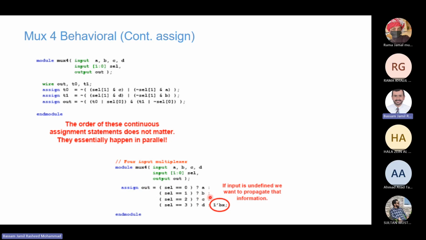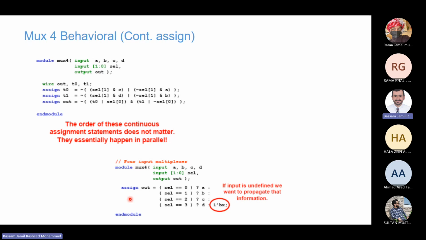Else, this colon means else. Check the value of select, if it is equal to 2, then out, if it is true, I set out to C. Else, check the condition of select. If it is true, out is set to D, otherwise set the out to 1 over x. Now, this is how you use what looks like an if statement on an assign statement.